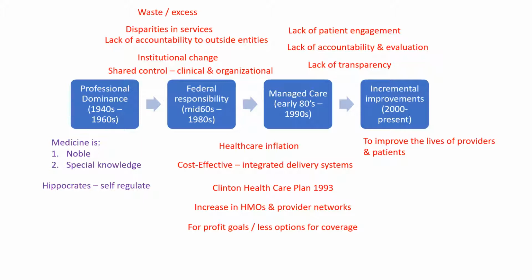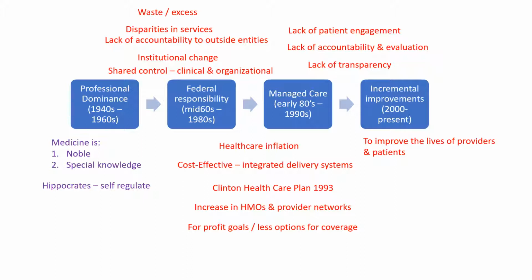They had more resources. They say healthcare decisions should be a shared control between clinical professionals and people who are in charge of operations. They want to be involved. And the second era is not perfect. The second era, we also call the federal responsibility era, from the mid 60s to the early 80s, they are not perfect. Even though people got subsidized or free healthcare, there are problems with that era.